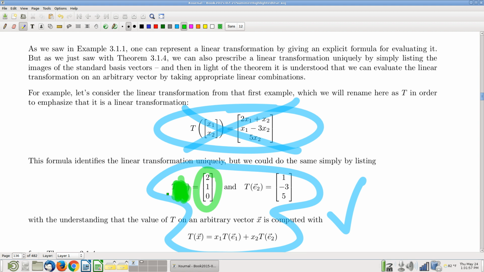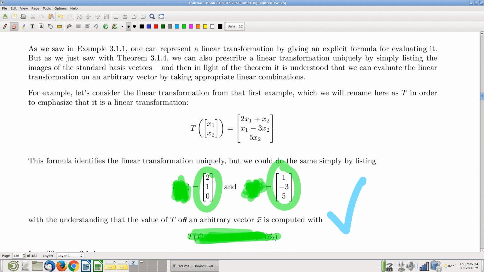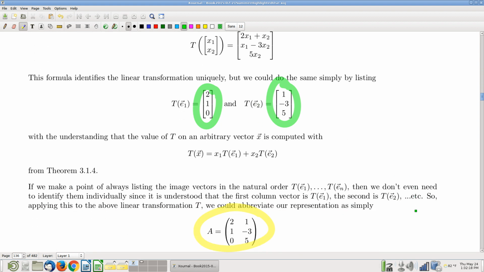I'm going to tell you the images in order, and likewise, the second vector that I give you will be T of e2. And by the way, of course it's understood that the linearity condition is satisfied because, well, I've already told you it's a linear transformation, so I don't have to state that again. All I really need to do then is tell you what are these two images. And we do it by just making those the columns of this array of numbers, namely a matrix.